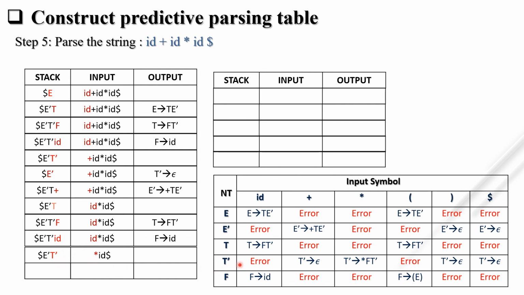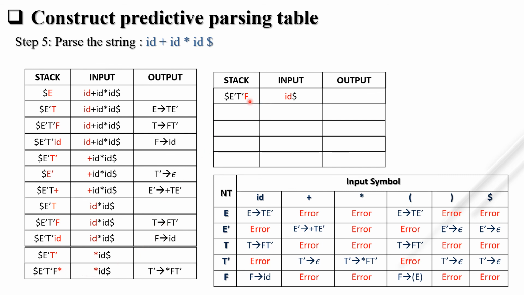This T dash and star. T dash tends to star F T dash. Okay, we have to write in reverse. So E dash, T dash, F and star instead of T dash. Okay, input string is as it is. Now star and star is matched. Okay, so we have to pop this star and we get this string.